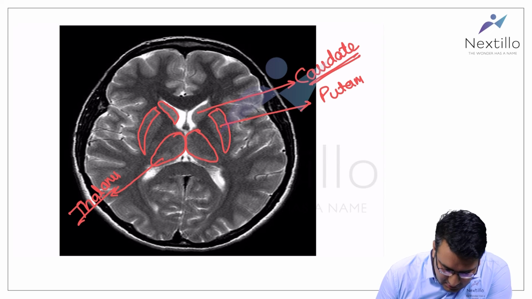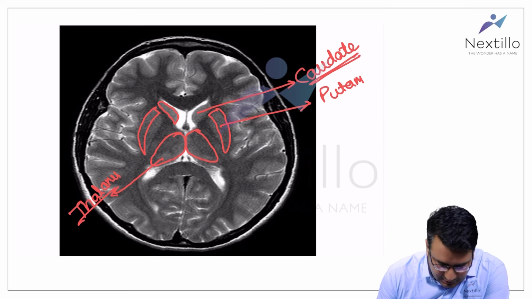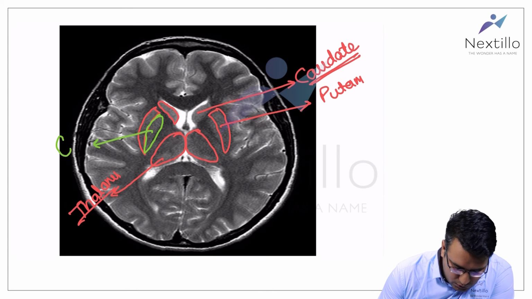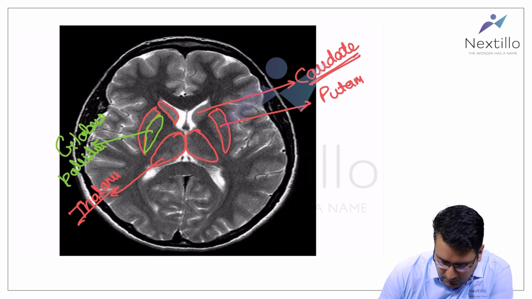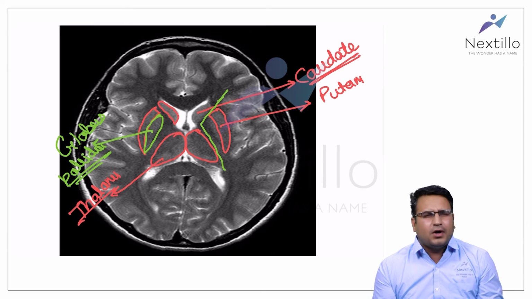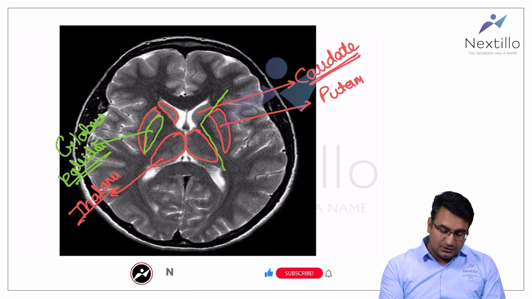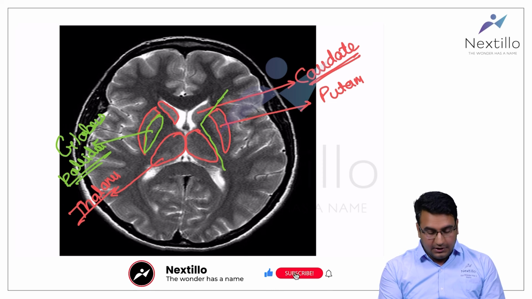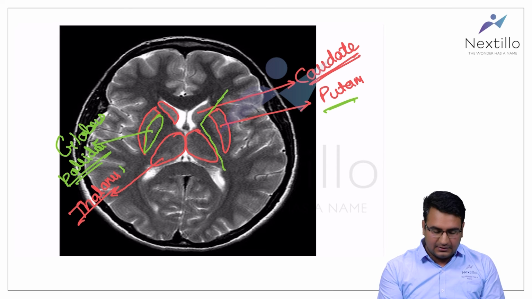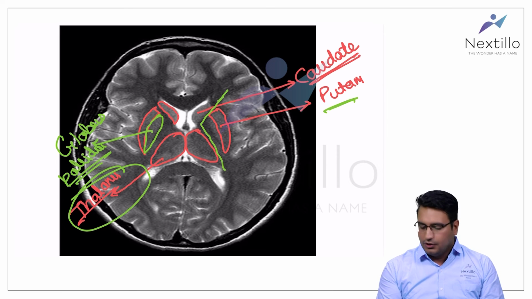Now, medial to putamen is globus pallidus. And this part going in between is internal capsule. It's generally not asked. The important parts you should know in this section are head of caudate, globus pallidus, putamen, and thalamus.